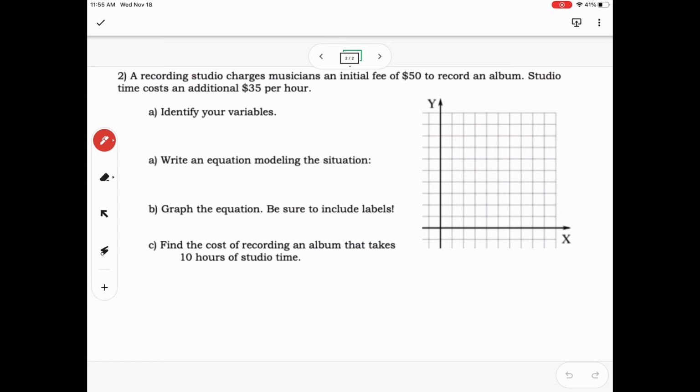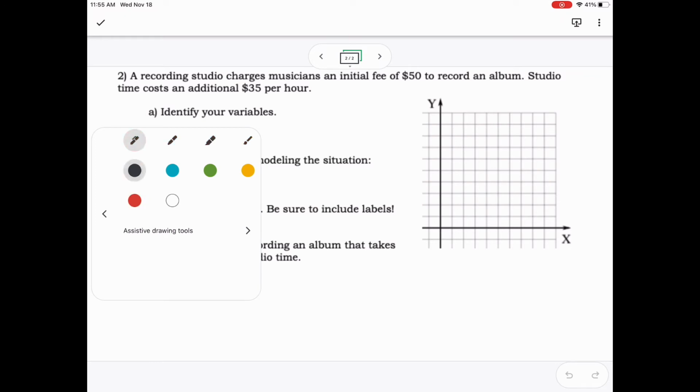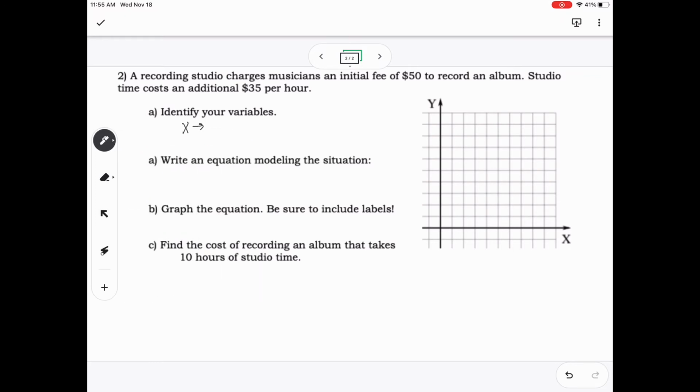Okay, so here, same idea. I still want X and Y. And what do they mean? Okay, now the important piece of this information is that they gave me an initial fee, so like a starting fee of $50. That's what I have to pay to be just in the room to begin with. And then they say that I have to pay another $35 per hour. Right? So every hour that I'm in there, I have to pay more money.